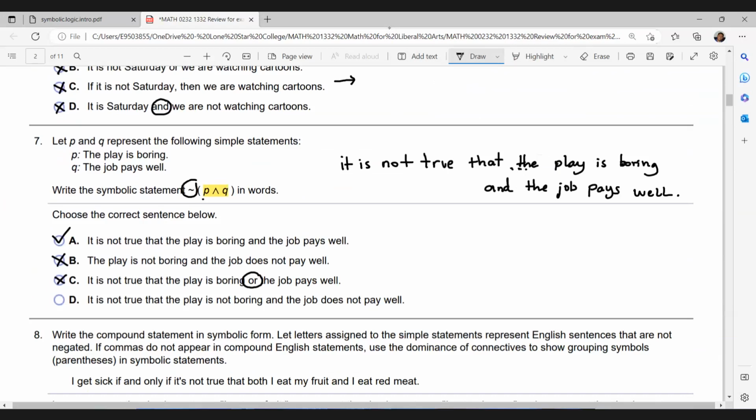It is not true that the play is not boring and the job does not play well. That's not what we're trying to do here, okay? But I did not see a negation here, and I did not see a negation there. These nots should not be there. So therefore, it cannot be answer choice D. So now I am 100% sure that it must be A.